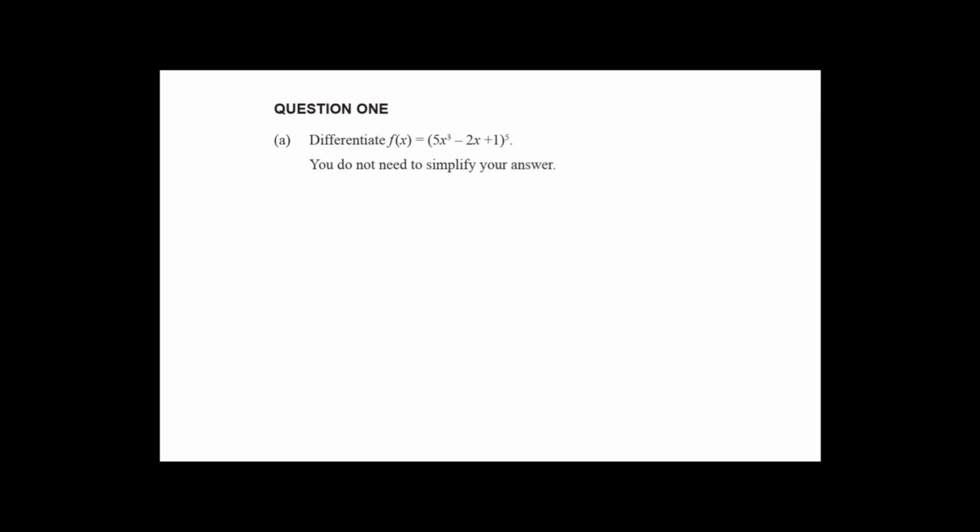Whenever you answer any calculus question, especially at this level, you should be thinking, which rule am I going to use? So the first one asks you to differentiate this thing here, and it's a function within a function. So we're going to use the chain rule. So I'm going to say let u be equal to 5x cubed minus 2x plus 1. So f of x is going to be equal to u to the power of 5.